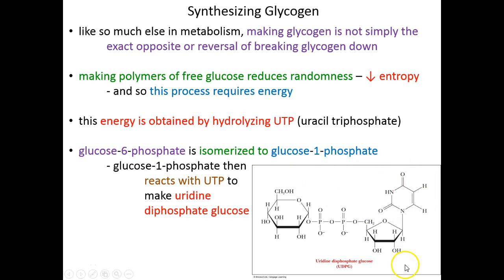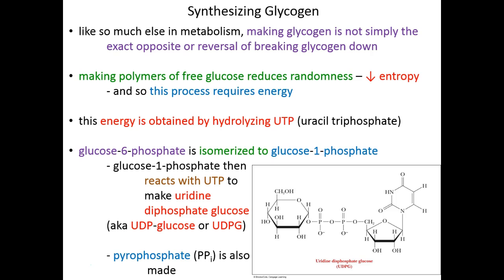Here's the uracil group, the ribose sugar, of course. The diphosphate refers to 2 phosphates in a row. And what's on the other end of that diphosphate chain? Here's our glucose molecule, what was just a moment ago glucose 1-phosphate. So UDP glucose, or UDPG, is our activated version of glucose that will now be able to go off and join a glycogen tree. I should point out, it's actually pyrophosphate that we release from UTP.